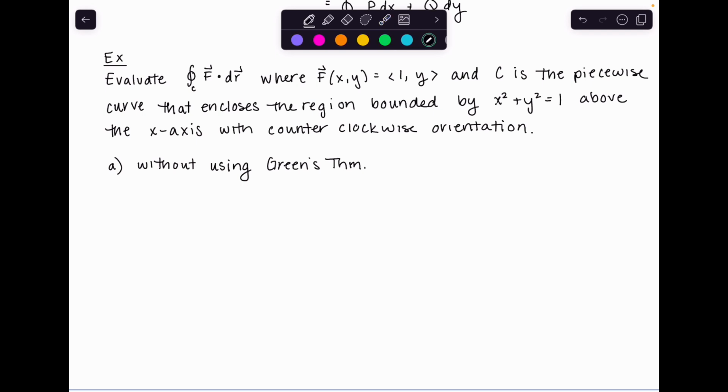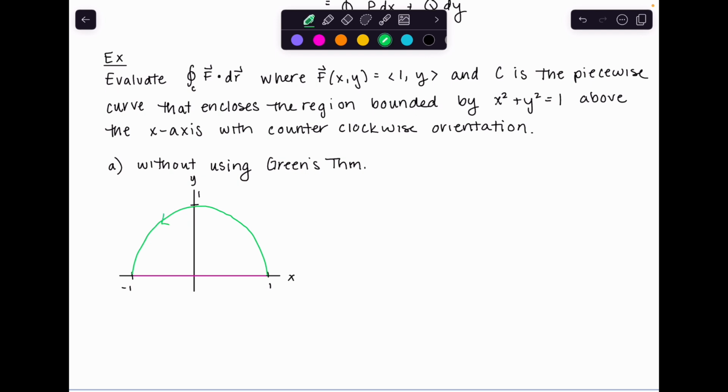So first and foremost, I'm going to go ahead and sketch this region. It's above the x-axis, and I'm working with a circle of radius 1, so it ends up being a semicircle. So here is my circle of radius 1 above the x-axis, and they tell me it encloses the region, so it also includes that component of the x-axis.